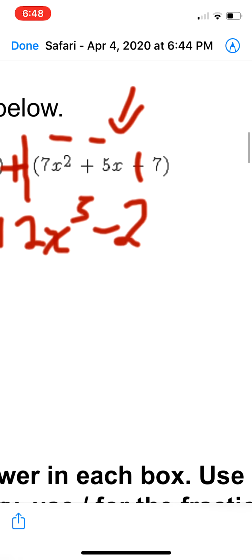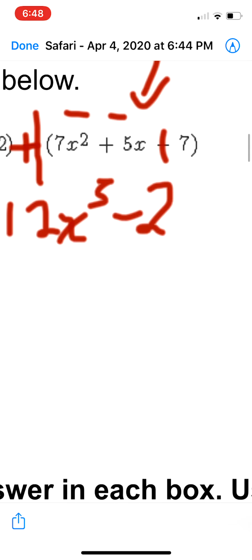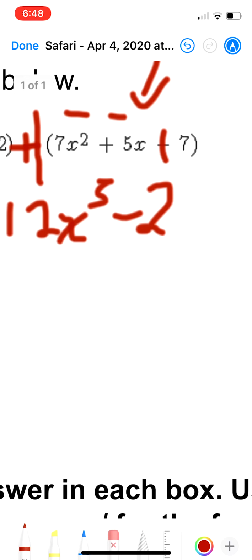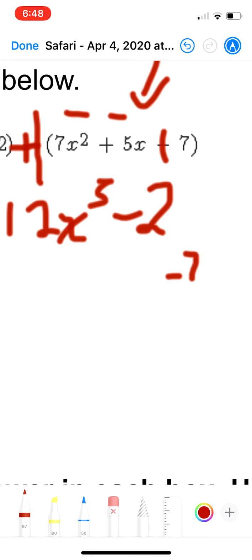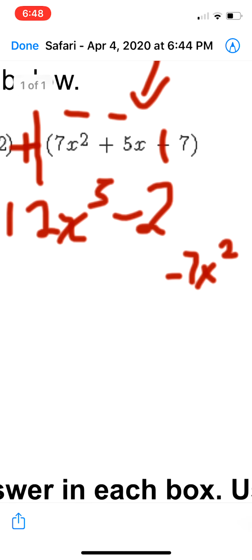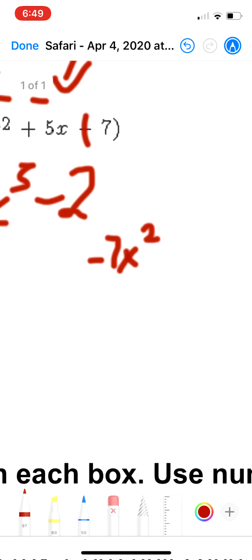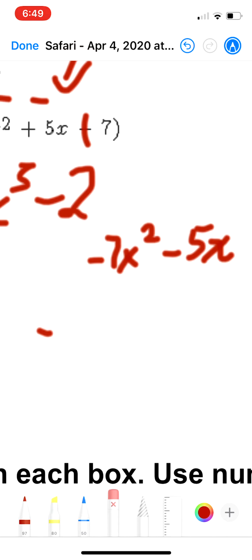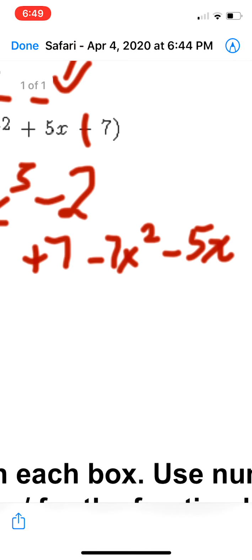Then you're going to take your second quantity and write like terms underneath like terms. So negative 7x squared, if you look here, I don't have a like term. So I'm just going to write it off to the side. Negative 5x, again, there's no like terms in the top, so I'm going to write that off to the side. And plus 7, the like term there is -2. So I'm going to write plus 7 underneath my minus 2.